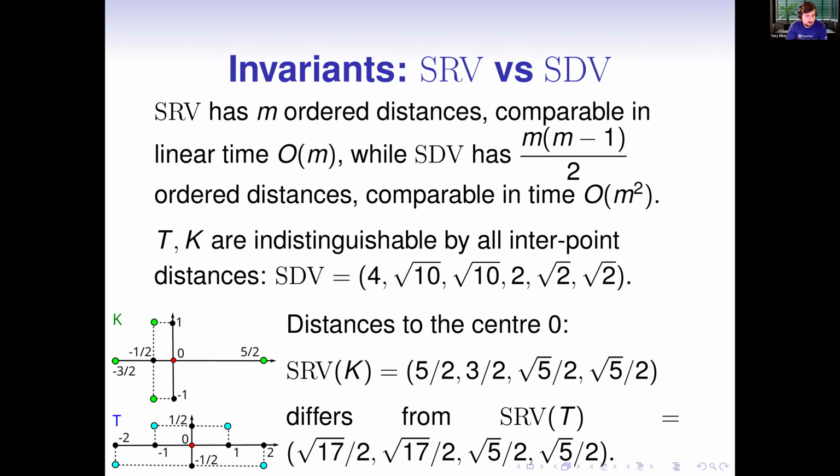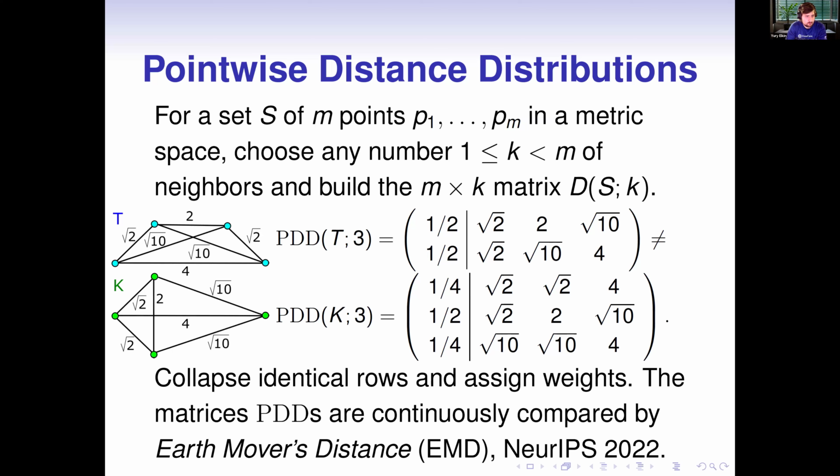And then we compare SRV to SDV. While SRV has M ordered distances, the SDV has a quadratic number of those, and so while SRV can be computed in linear time, the SDV is computed in quadratic time. And let's go to the next one.